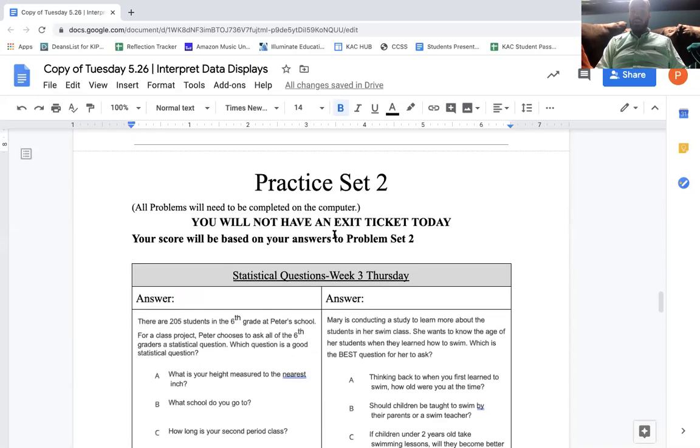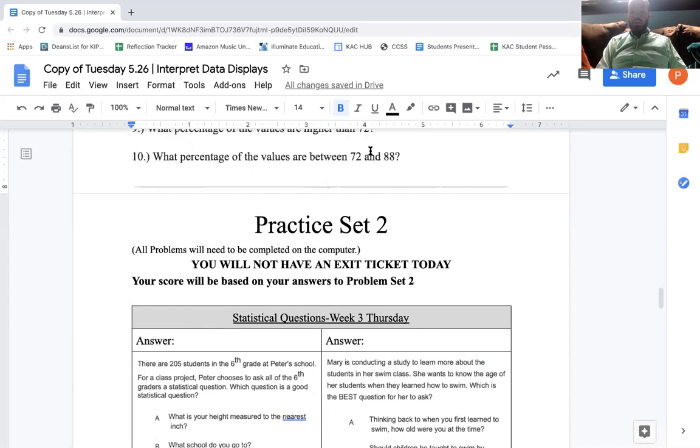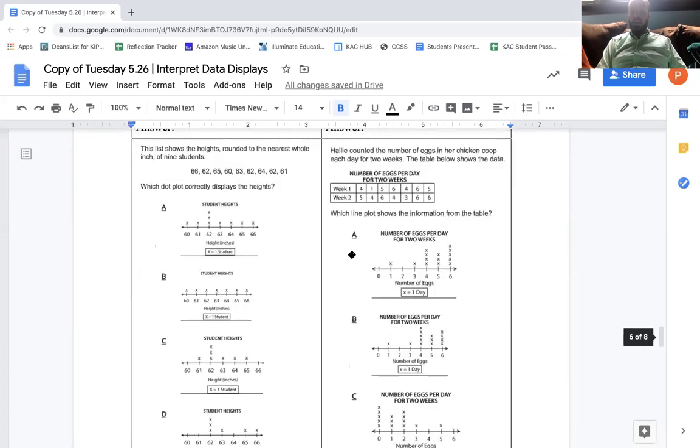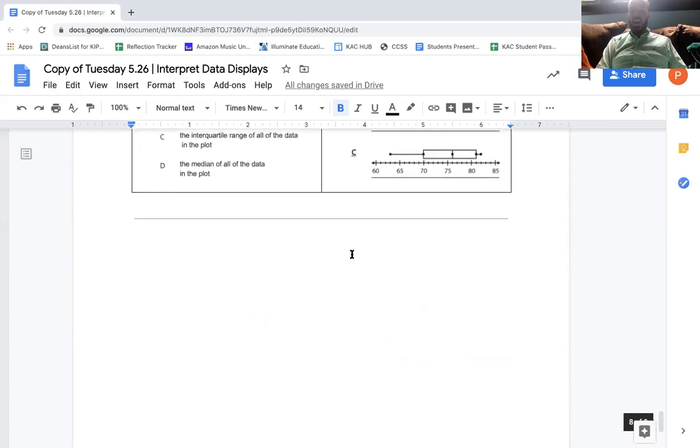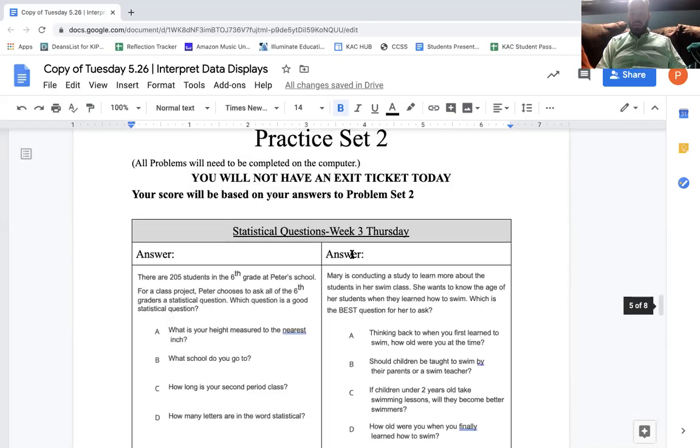For problem set 2, you don't have an exit ticket today. Your grade is going to be based on your answers to problem set 1 and problem set 2. For problem set 2, you have 8 questions, okay? And it's about the different statistics stuff that we've done. The first one is statistical questions. There's 2 multiple choice questions.